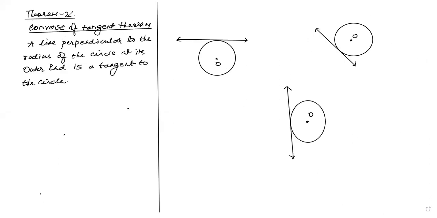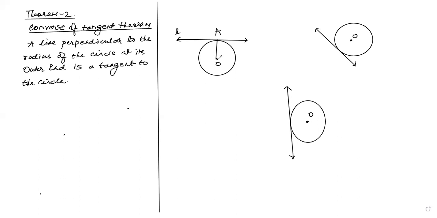Now, the next theorem, theorem number two, converse of tangent theorem. A line perpendicular to the radius of the circle at its outer end is a tangent to the circle. Matlab, suppose this is line L. I don't know whether it is tangent or not, but when I draw a radius of it, suppose the radius is OA.